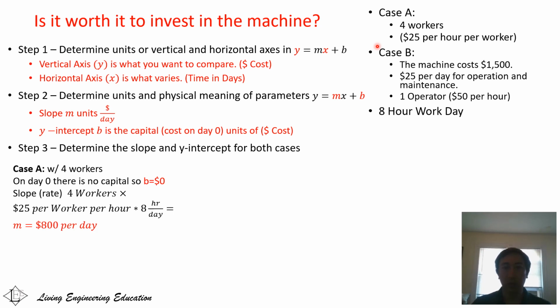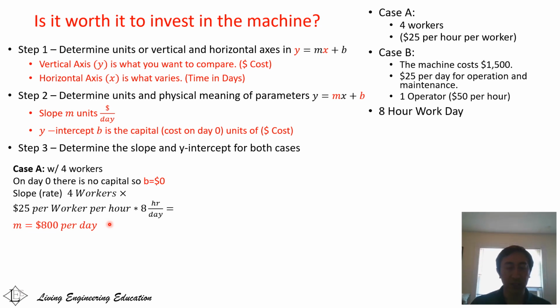To determine the slope, we need to find something on a dollars per day basis for all workers combined, right? So I have 4 workers, multiplied by the cost per hour, $25 per worker per hour, and then multiplied by the workday, 8 hours per day, right? I don't know if you've had experience doing unit conversions. This is an example of one. We'll do more examples of them in future videos.